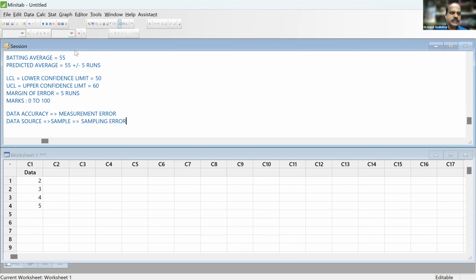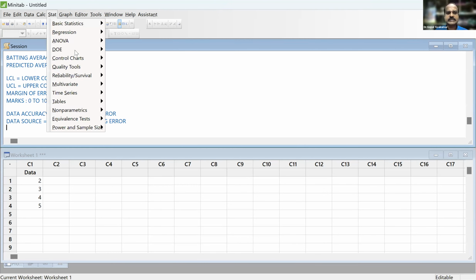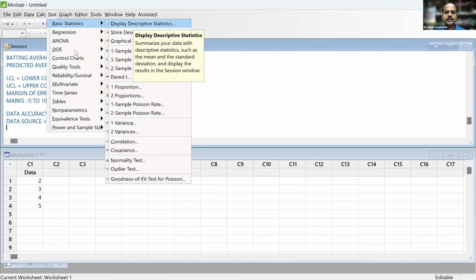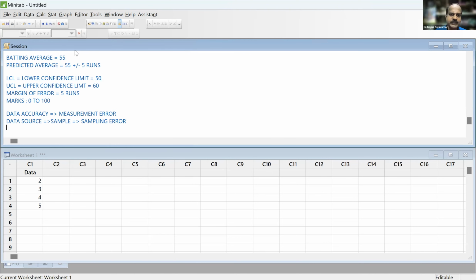Very good. Now let us take some data. So I just want to go to Stat, Basic Stat. See here, Descriptive Statistics. You all know the meaning of descriptive statistics. Can somebody read up the description here? Summarize the descriptive data, such as the mean and the standard deviation, and display the result in the session window. Very good. So they have given only an example, mean and standard deviation. So let me get some data for you.